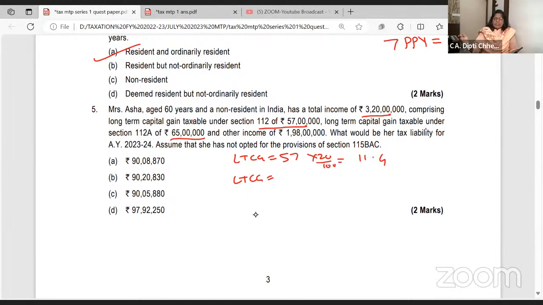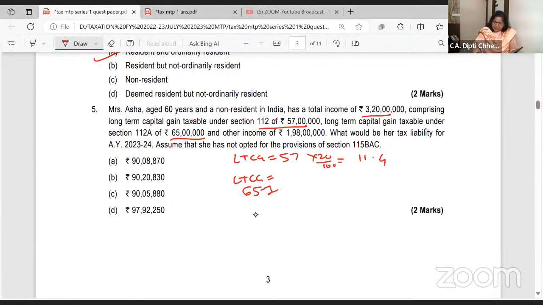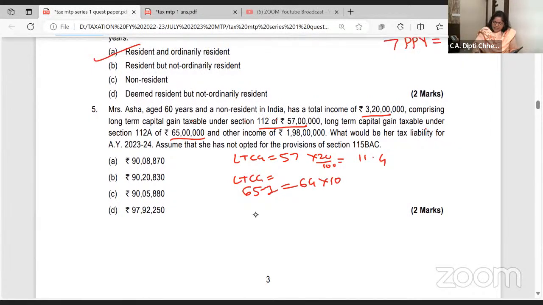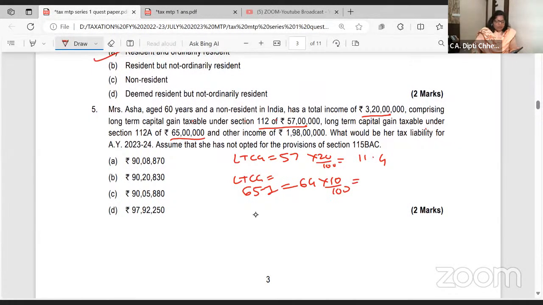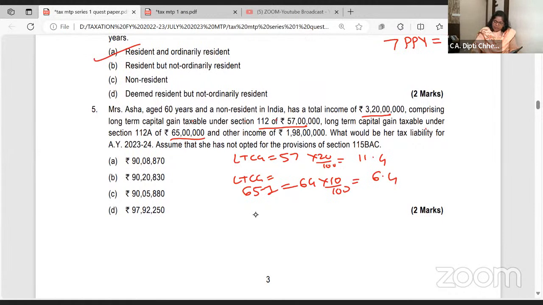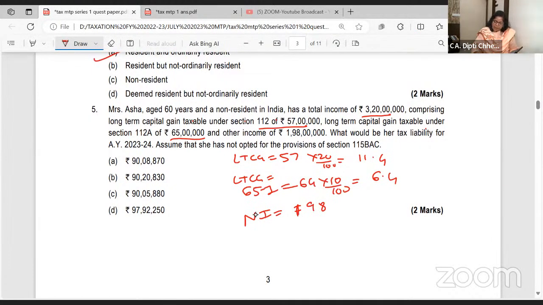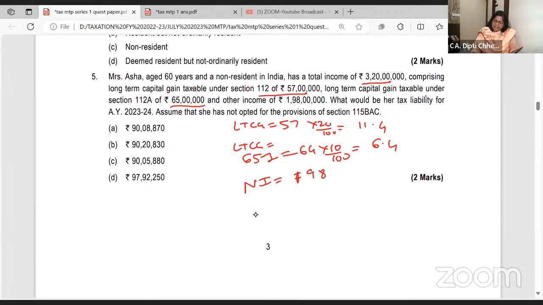Special income, special rate, normal income. So, out of 65 lakhs, 1 lakh would be exempt, and on 64 lakhs long-term capital gain on shares, the tax is 6.4 lakhs. Okay. And other normal income, how much is it? 198 lakhs. On 198 lakhs, what would be the tax liability?